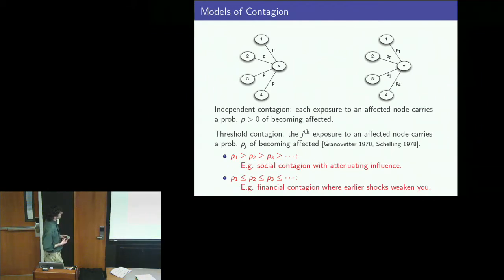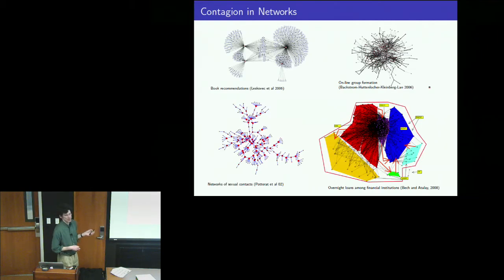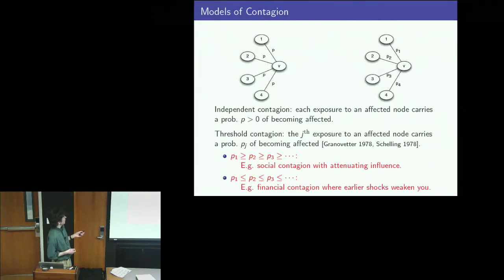If you think about how one standardly models disease epidemics, there's this thing called the SIR model: susceptible, infectious, removed. At the heart of it is this idea of independent contagion. Here's V. We're trying to decide if V is going to be affected by this disease spreading through the network. Here are nodes 1, 2, 3, 4, and they become infected, maybe sequentially, and each of them has a chance to infect V. A coin gets flipped with probability P, and they either infect V or not.